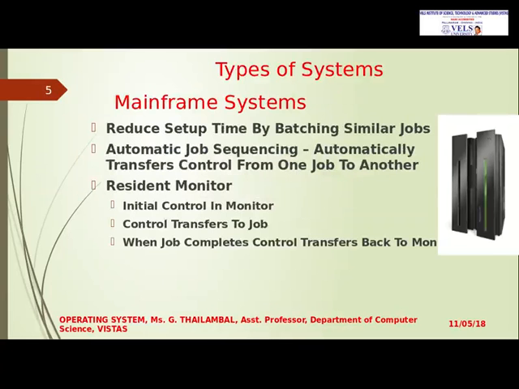And the types of operating systems. The first type is mainframe systems. As you all know, IBM is most popular for mainframe systems. The main advantage is that it reduces the setup time, because it batches a group of jobs and executes them. That's why the time gets reduced. It also has the feature of automatic job sequencing. What is automatic job sequencing? When one job gets executed, control is automatically transferred to another job.